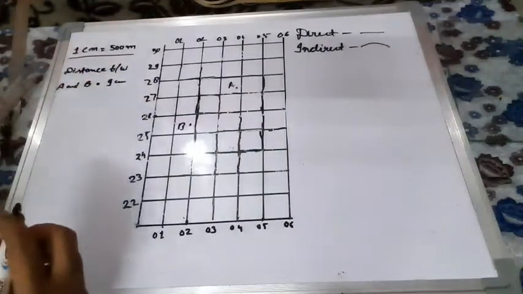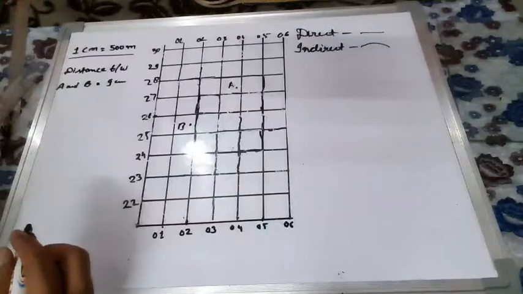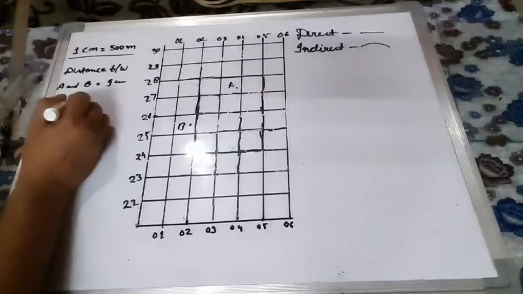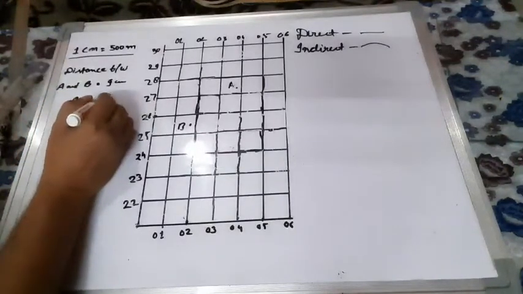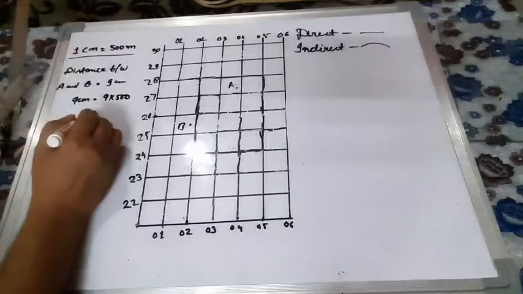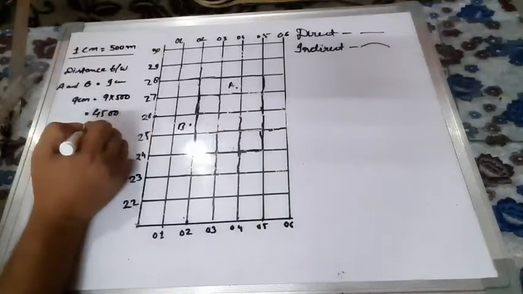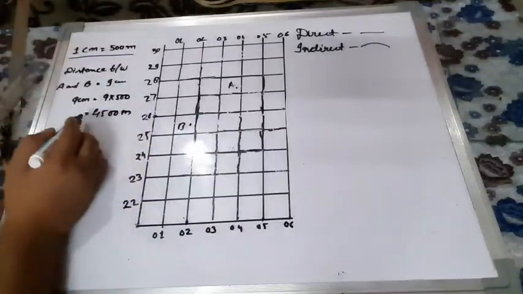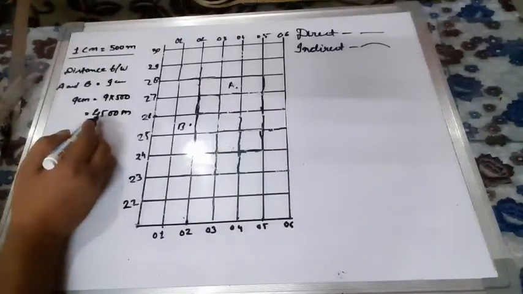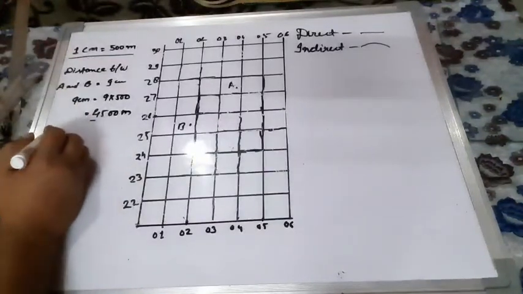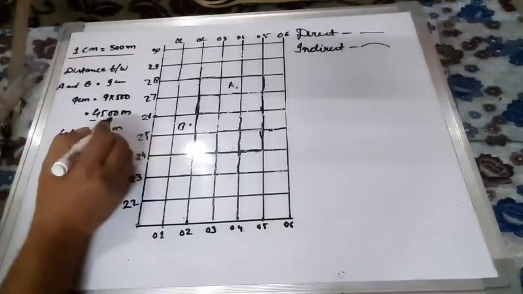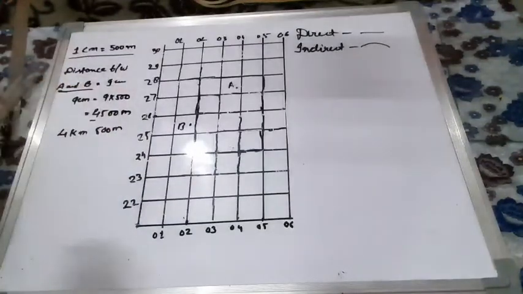Now we have to convert centimeters into kilometers and meters. As I know 1 centimeter is equal to 500 meters, then 9 centimeter is equal to 9 into 500 meters. Now if we multiply this, we will get this number, 4500 meters. Now we have to convert further into kilometers and meters. So we know already that the 1000 digit is kilometer here, है ना. So 4 kilometer and 500 meter is the distance between A and B. Got it.